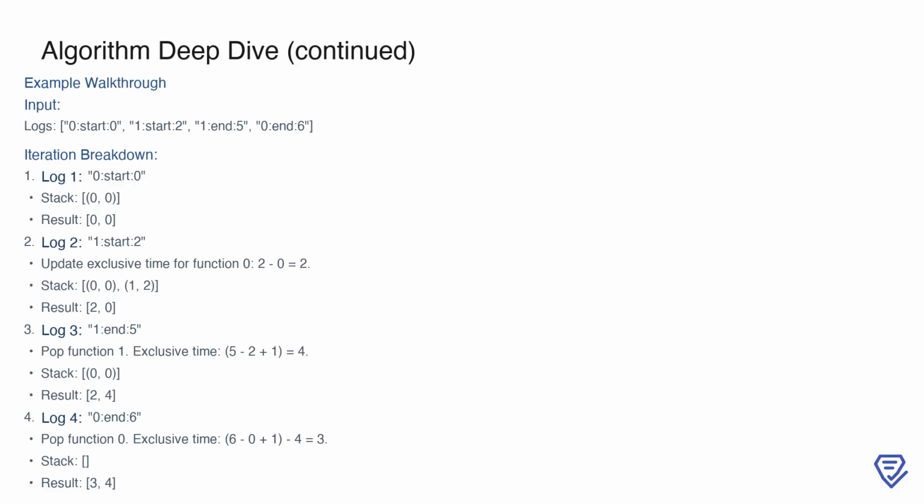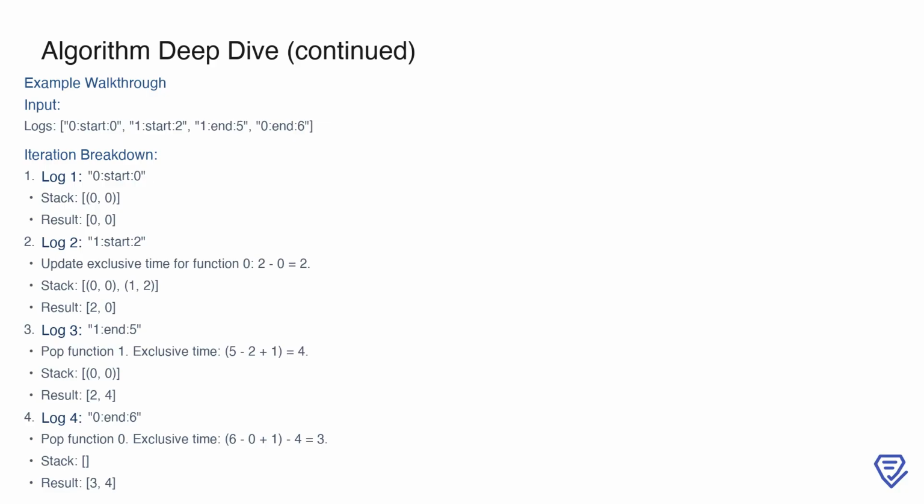Its exclusive time is calculated as 5 minus 2 plus 1 is equal to 4, and the result array updates to 2, 4. Finally, for the log 0 end 6, we pop function 0. Its exclusive time is calculated as 6 minus 0 plus 1 is equal to 7, but we subtract the 4 units spent in the nested function, leaving 3. The final stack is empty, and the result array becomes 3, 4.